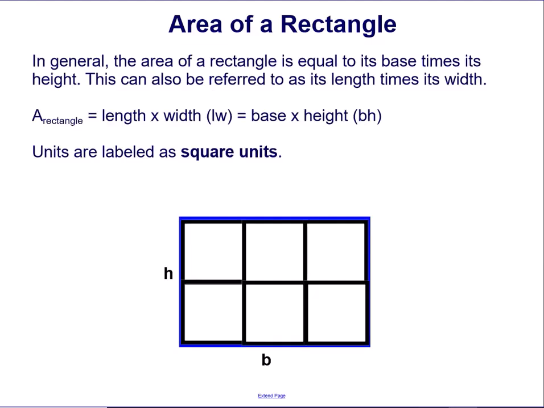In general, the area of a rectangle is equal to its base times its height. This can also be referred to as its length times its width. The formula we will write for the area of a rectangle equals length times width, which also equals base times height. Units are labeled as square units.